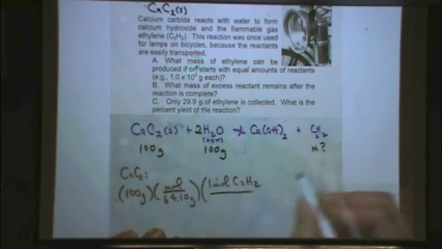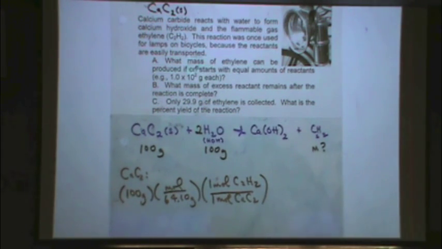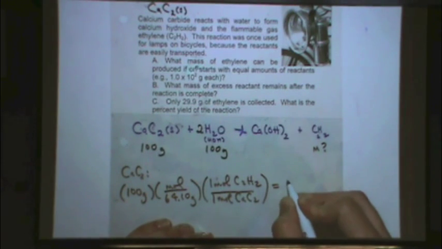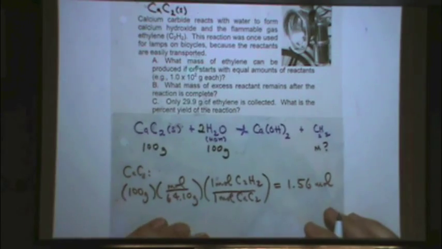I'm going to moles of C2H2. I have 1 mole of CaC2. Okay, here's what's going to be a little bit different. I'm just going to stop at moles. I could have gone to grams, but if you stop at moles, it's no different in your calculation. So I'm just going to stop at moles for the moment, 1.56 moles. Again, we'll figure out sig figs a little later.